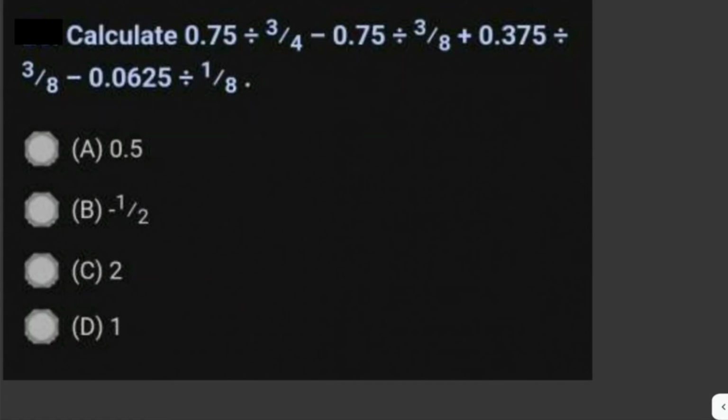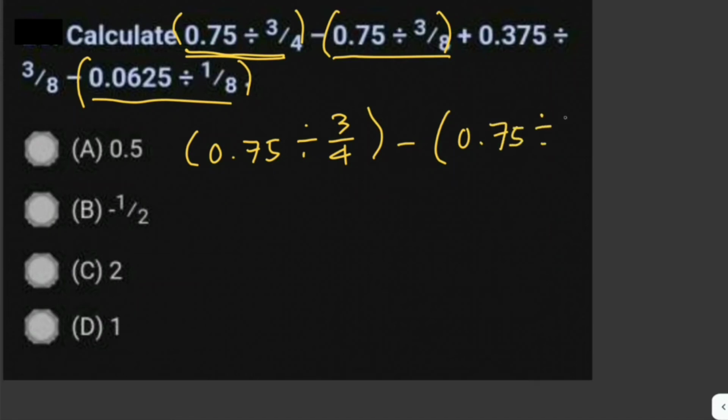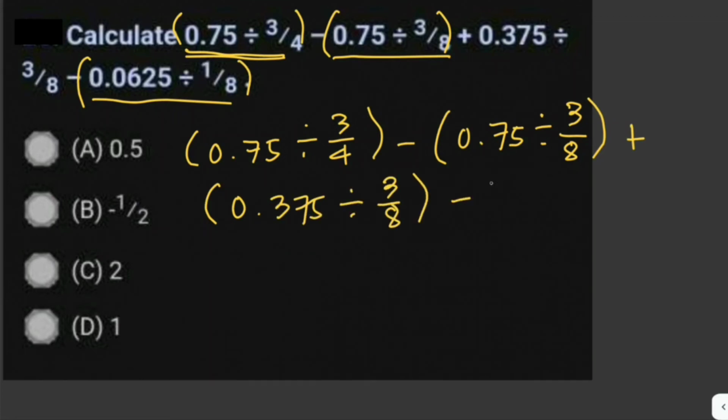So we start with division first. So we can divide them into groups. We can group this one, and this one. So we perform the operation first. Or you can also group them in parentheses so you won't be confused. So we calculate 0.75 divided by 3/4 first, minus 0.75 divided by 3/8, plus 0.375 divided by 3/8, minus 0.0625 divided by 1/8.